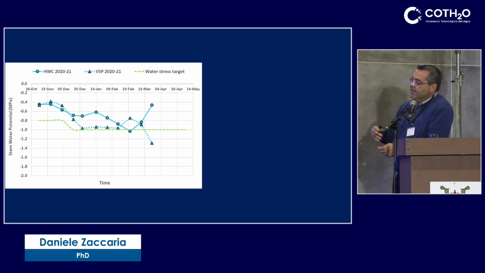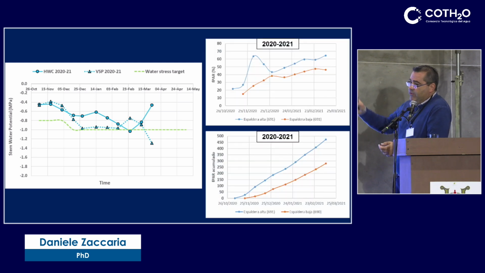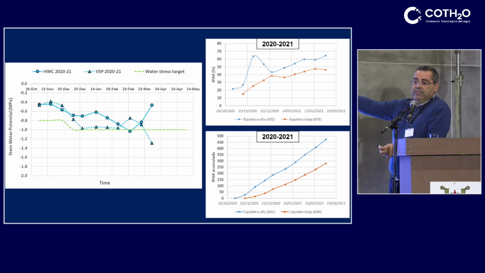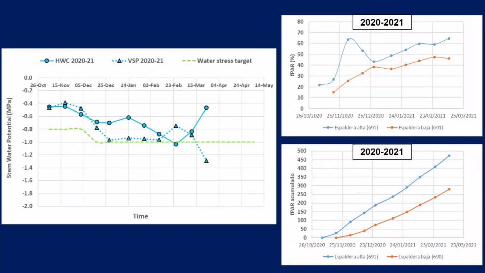When we clean from 2019, you can see the target and basically the stem water potential of the two trellises here. And remember why you can see this in the stem water potential: because the canopy of the high wire cordon during 2020, 2021 was much bigger. So it didn't get stressed because it had water to transpire, right?